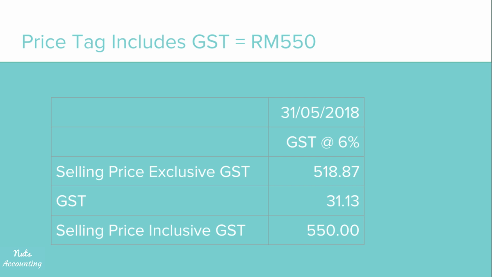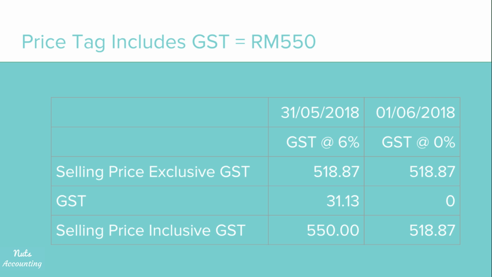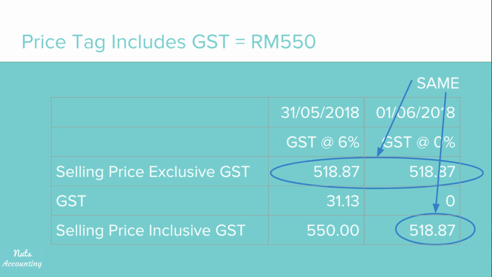So what should you do if you fall into this category during the 1st of June? Okay, very simple, very easy, just the same as the previous one, where your selling price exclusive of GST must remain the same as your selling price after the 1st of June. So you can see here, these three columns still remain the same, just like the previous slide of price tag excluding GST.